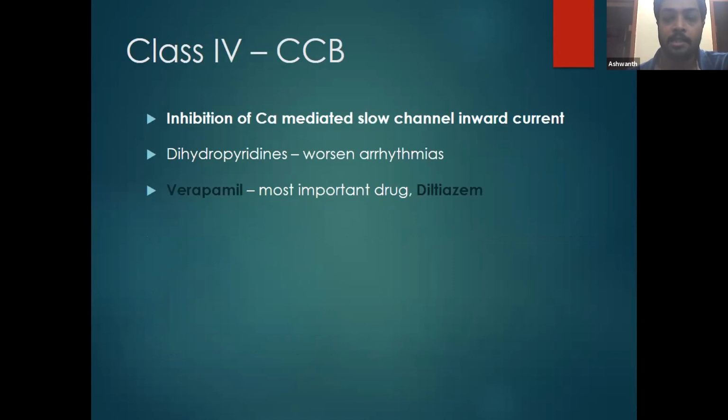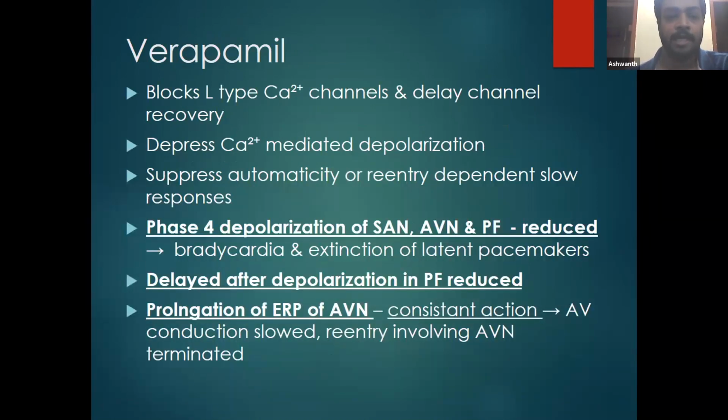Class 4 drugs are calcium channel blockers. They inhibit the calcium channel mediated slow inward current. Dihydropyridines worsen the arrhythmias. Verapamil is the most important drug, and the other drug is diltiazem. Verapamil blocks the L-type calcium channels and delays calcium recovery. This depresses the calcium-mediated depolarization, and also suppresses automaticity and reentrant-dependent slow responses. The phase 4 depolarization of the sinoatrial node, AV node, and Purkinje fibers is reduced, leading to bradycardia and extinction of latent pacemakers. It also reduces delayed afterdepolarization in Purkinje fibers.